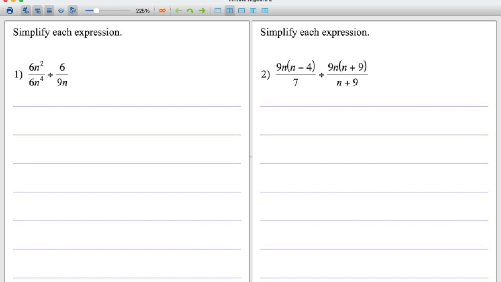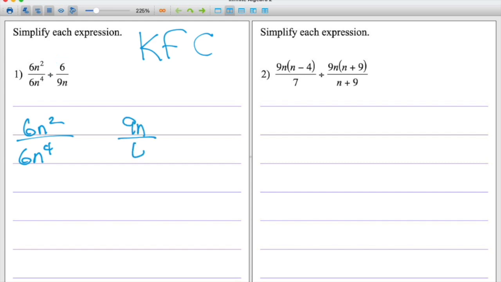Let's get started. Here's the first one that should be on your page. Right here is the first one. We're going to do it together. We're going to keep, flip, and change. We're going to keep this one the way it is. Go ahead and write this down with me. 6n squared over 6n to the 4th. We're going to flip this one. So instead of 6 over 9n, we're going to have 9n over 6. We just flip the top with the bottom, or the numerator with the denominator.